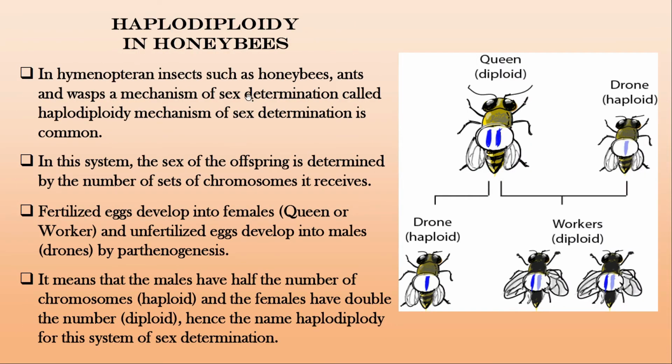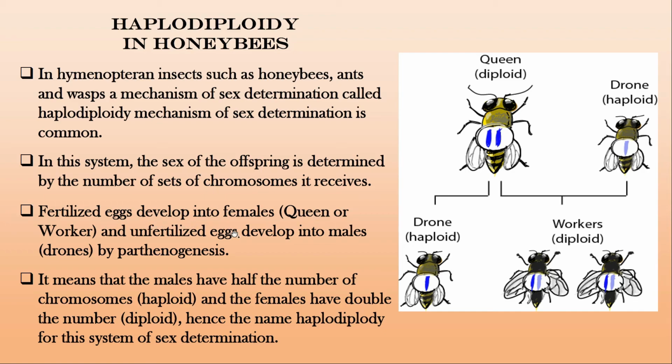Next we have haplodiploidy in honeybees. In hymenopteran insects such as honeybees, ants and wasps, a mechanism of sex determination called haplodiploidy is common. In this system, the sex of the offspring is determined by the number of sets of chromosomes it receives. How many sets of chromosomes it receives determines the sex of the individual.